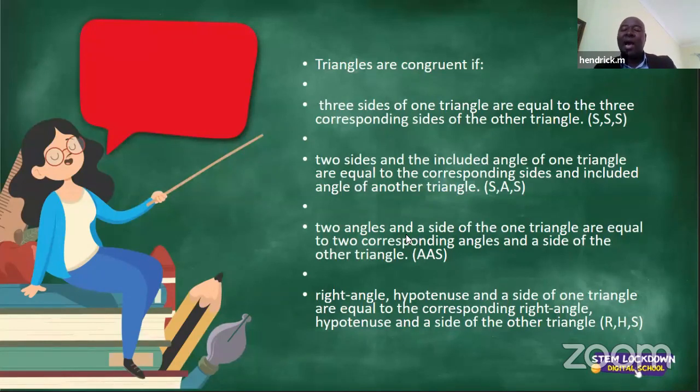We name this RHS. The R stands for the right angle. The H stands for the hypotenuse side. And of course, the S means the remaining side, so the two corresponding sides of the triangle. So basically, you've got only four conditions that you can talk about as far as congruency is concerned.